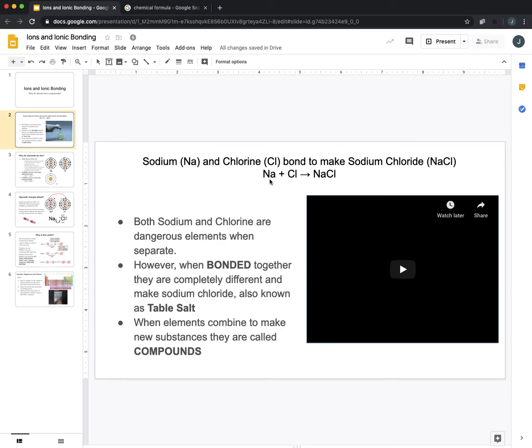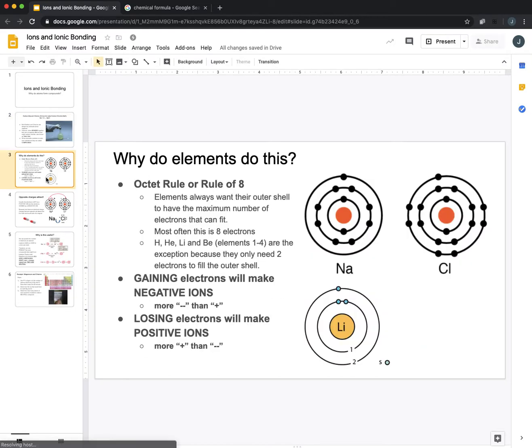So this is an element, this is an element, this is a compound. One sodium and one chlorine bonded together makes sodium chloride. But why do they do this? Why do elements want to bond together? Why aren't they happy just being by themselves?